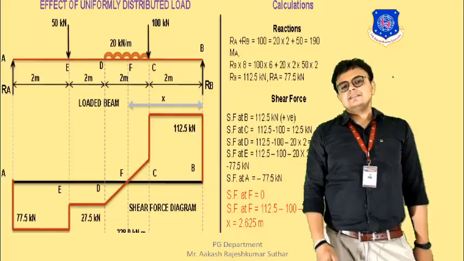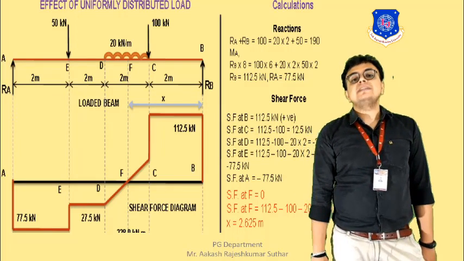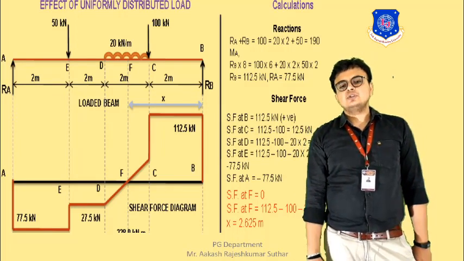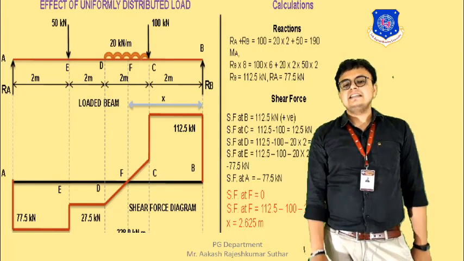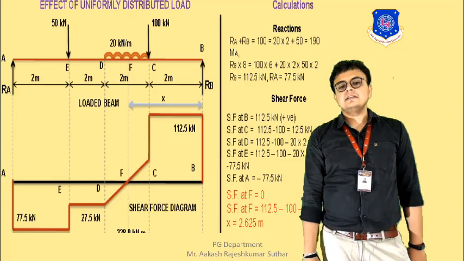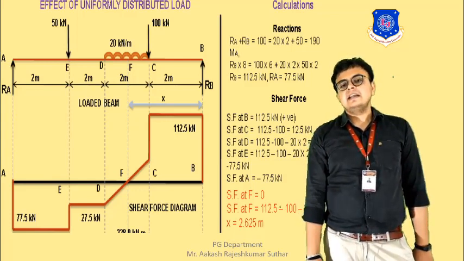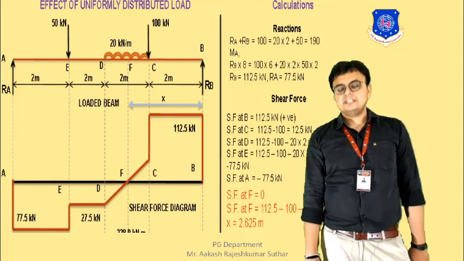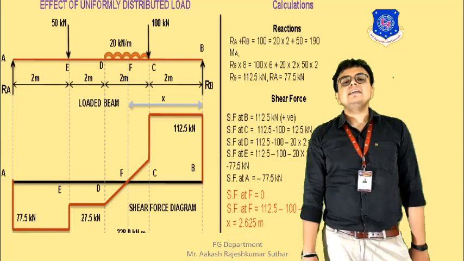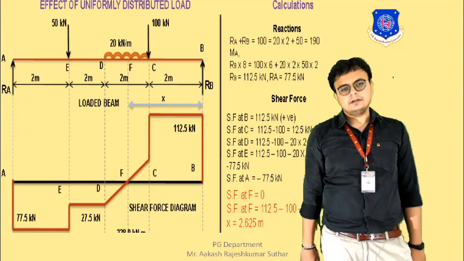So 3, 2, 1. Let's start. Now, starting with our example where we have the UDL. You can see that we have the span AB, in which at E and at C we have concentrated loads of 50 kilonewton at E and 100 kilonewton at C, and in the span D to C we have the UDL having an intensity of 20 kilonewton per meter.